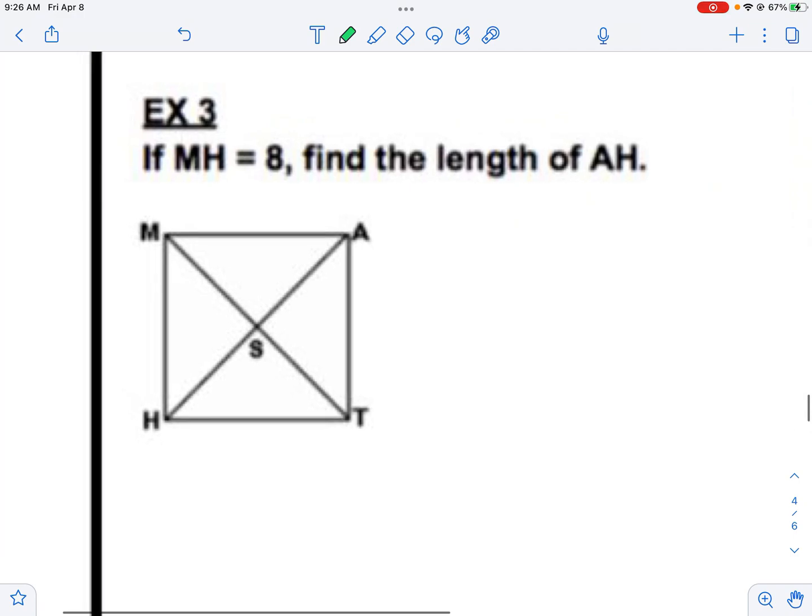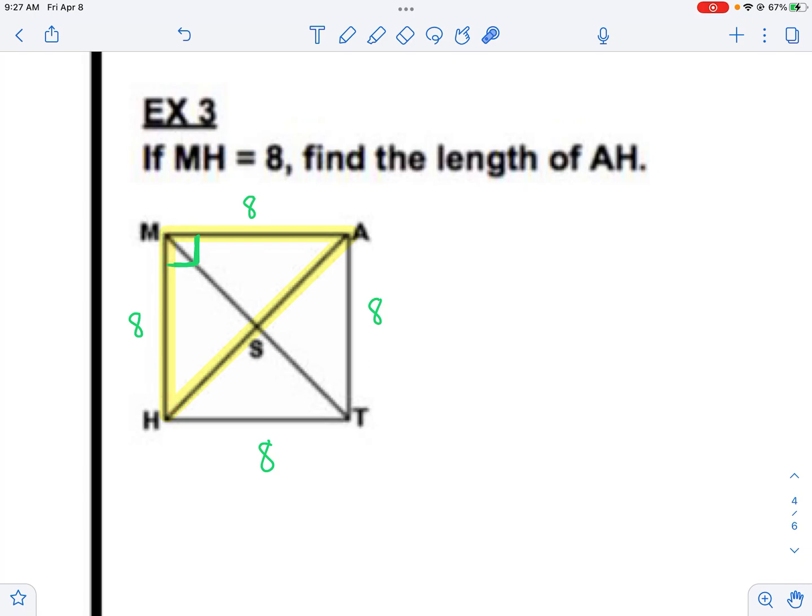And then if I take a look at this one, now I'm talking about sides. So it tells me that MH is 8. Okay, well, if MH is 8, then I know all my sides are 8, and then it wants the length of AH right here. Okay, so if I sketch this out, and I remember that my corners are 90, well, then I know that I have a right triangle here.